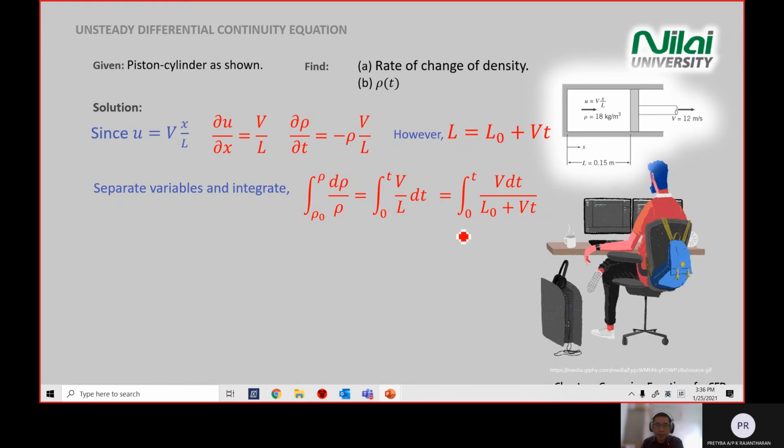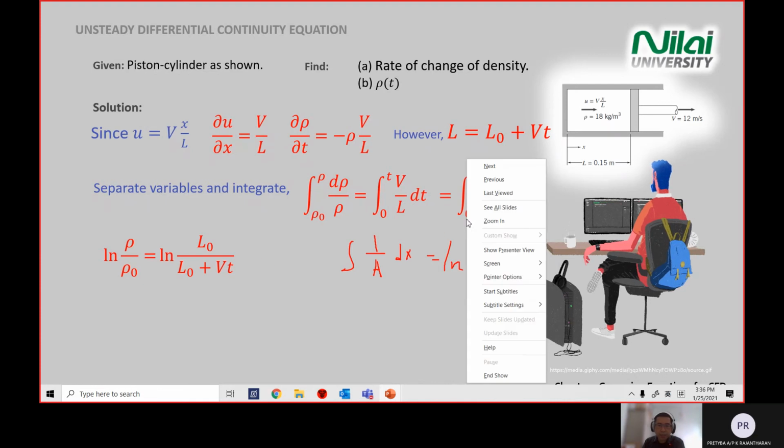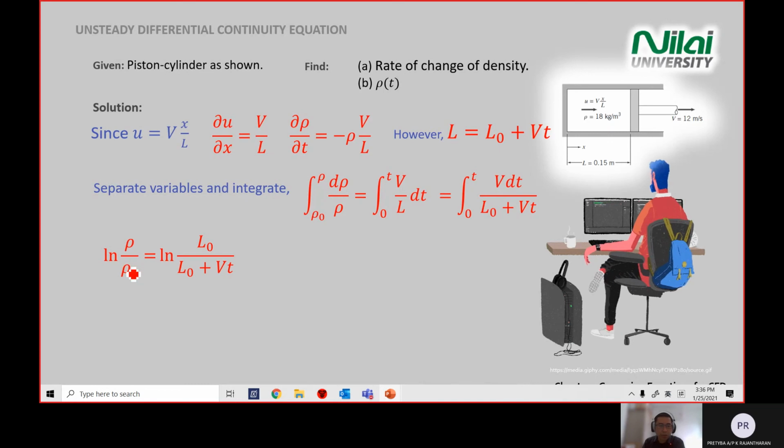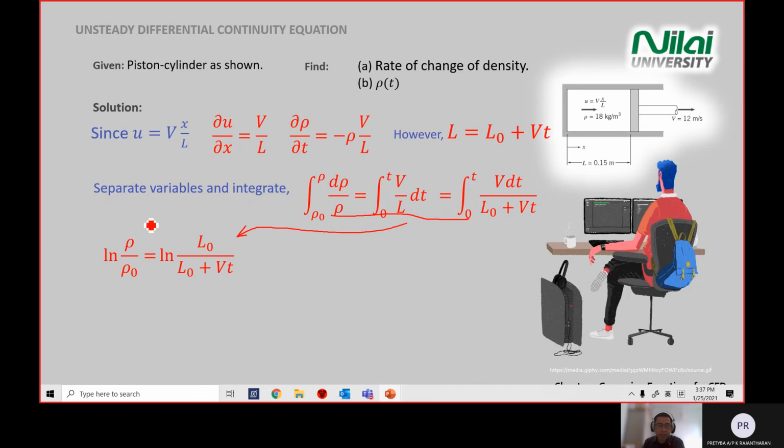We integrate both sides and we will have this one, the integral of V dt, and the L you substitute from the linear equation just now, L equal to L0 plus Vt. You know that if you integrate something with 1 over it in the integration, you'll get ln. So from this integration, you arrive at ln rho divided by rho 0 equal to ln L0 divided by L0 plus Vt. Now these steps are integration steps. So if you do not understand, go back to the calculus chapter on integration.